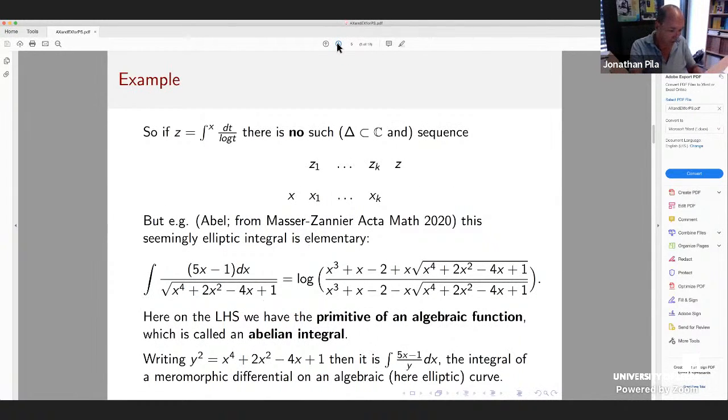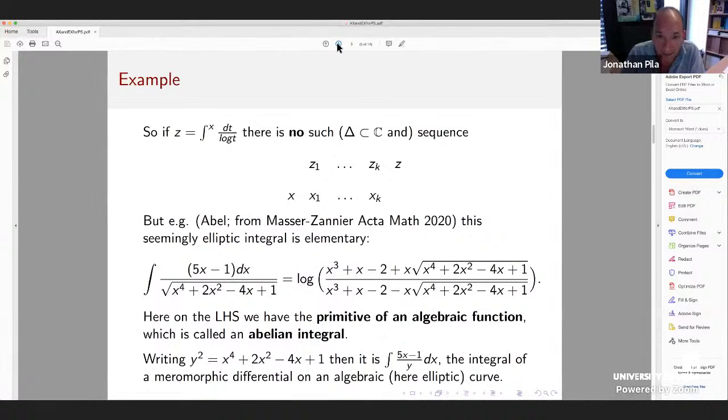So, for example, the result of Liouville is that if z is the logarithmic integral of x, then there is no such sequence on a disk in the complex plane. But, for example, an example due to Abel from the Massa-Zanya paper in Acta Mathematica 2020, you have this seemingly elliptic integral, which is actually elementary.